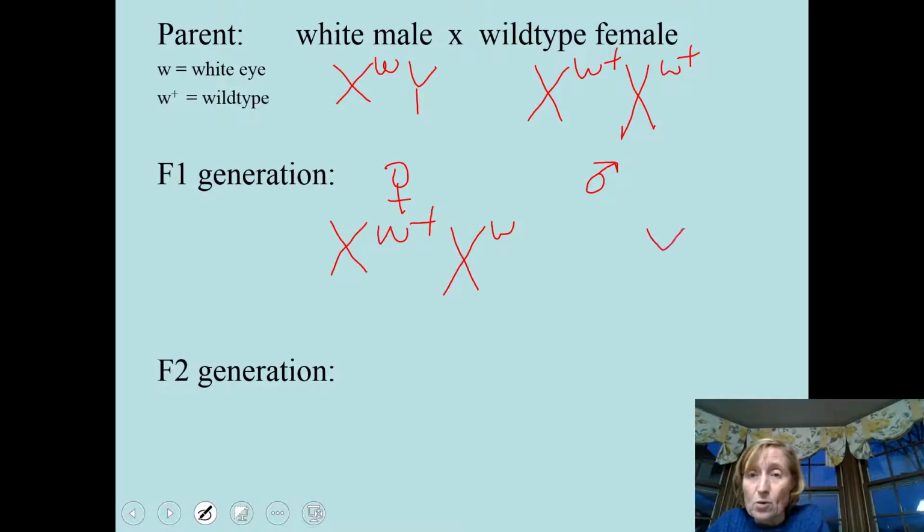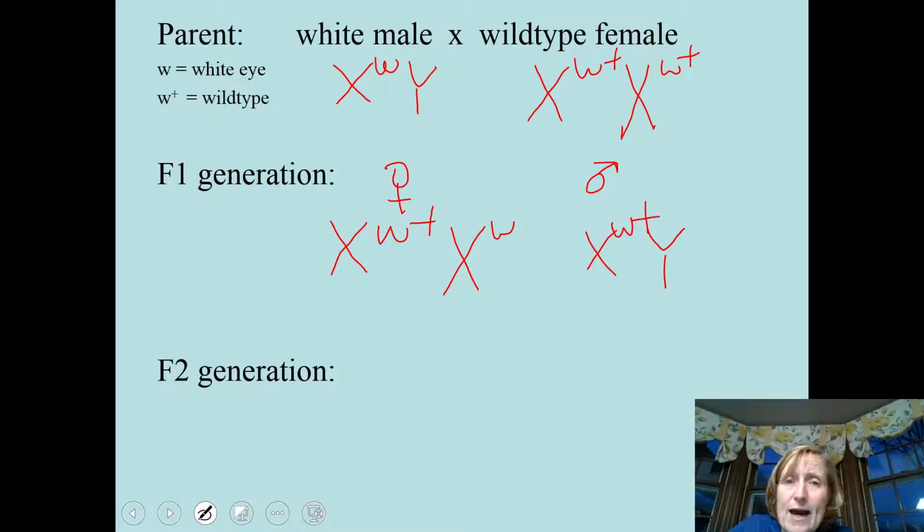So they're going to inherit a Y from their dad. The Y doesn't have any genes on it. And they're going to inherit one of these X chromosomes with a wild-type allele from mom. I'm going to write anything that's a sex-linked trait, like this is, as a superscript on the X chromosome. Notice that the Y chromosome doesn't have anything. So does this make sense so far with what Morgan got?